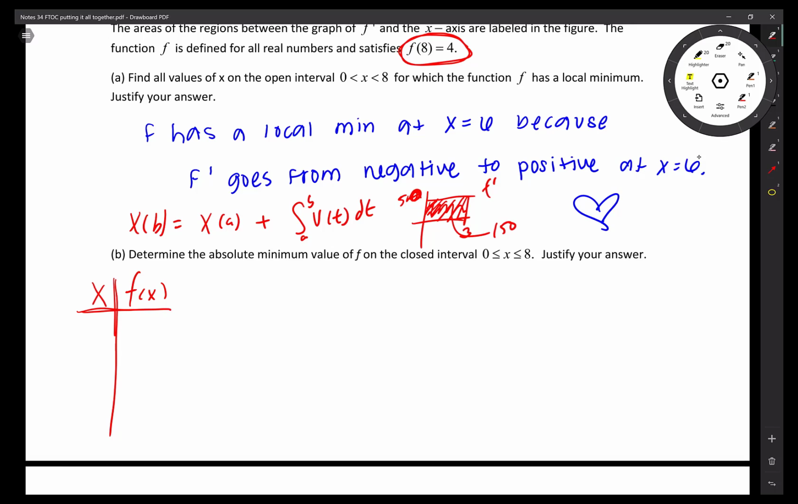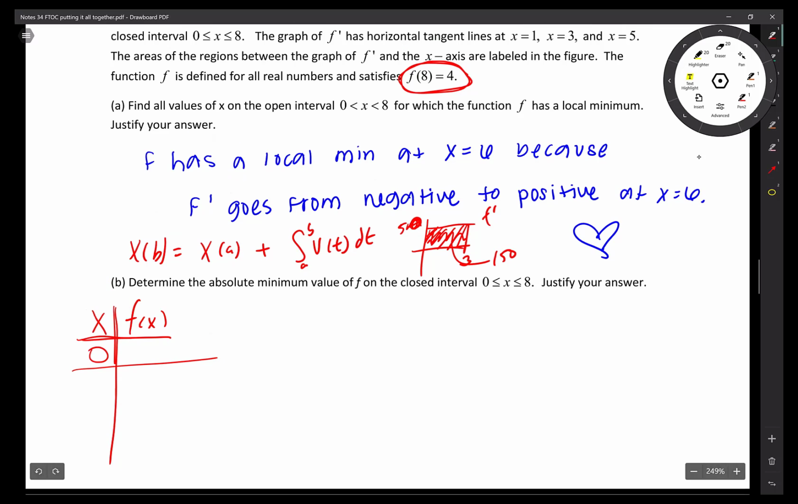Second letter R. Critical points. Yeah, I want my critical points. What's a critical point? Where the derivative is zero or undefined. So here we go, my endpoint, zero. And then all my critical points.